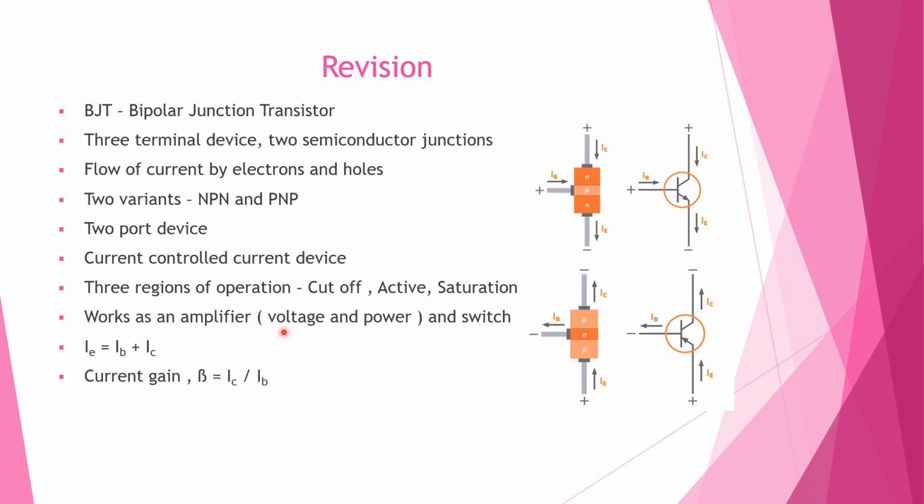It works as an amplifier, both voltage and power. Some special transistors deal with power amplification, where mainly the current will be more and there will be a power gain. For a voltage amplifier, there will be a voltage gain. And it can also work as a switch. The emitter current IE is the sum of base current and collector current, that is IE equals IB plus IC, and the current gain beta, that is IC equals beta times IB.